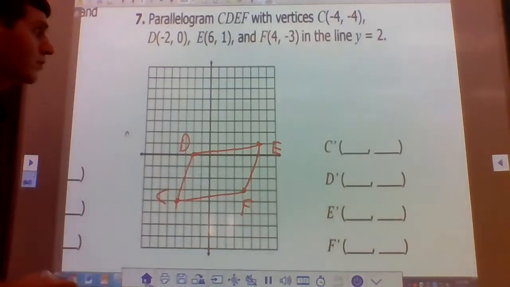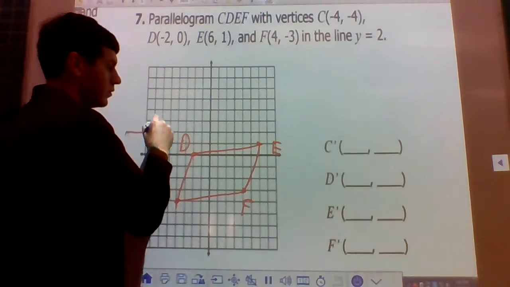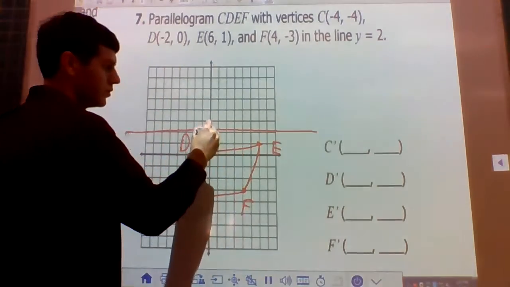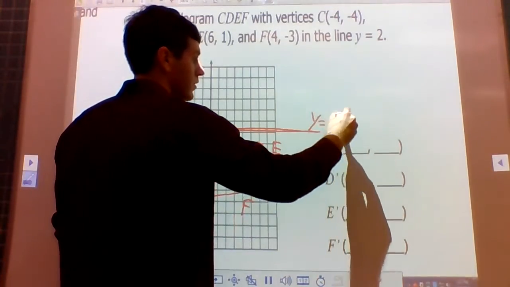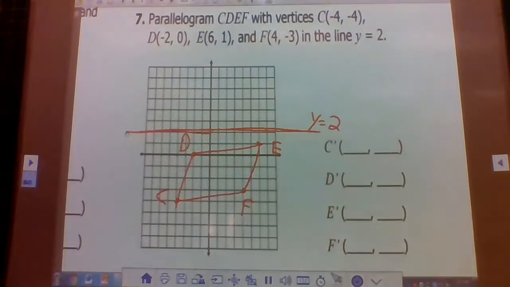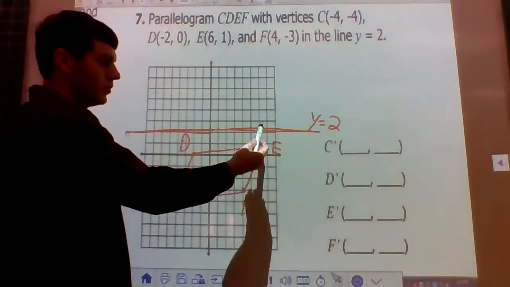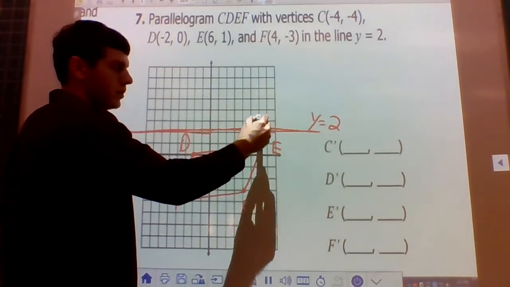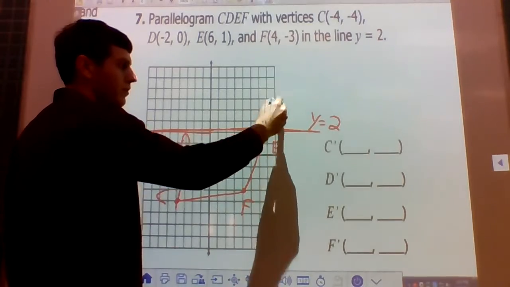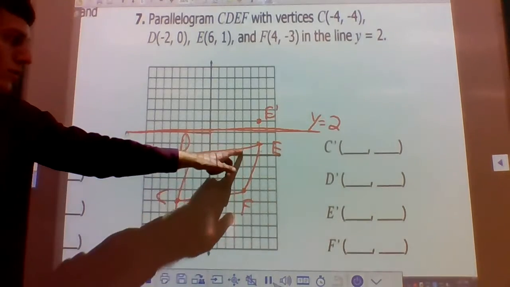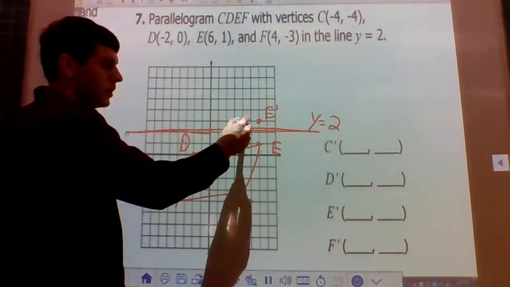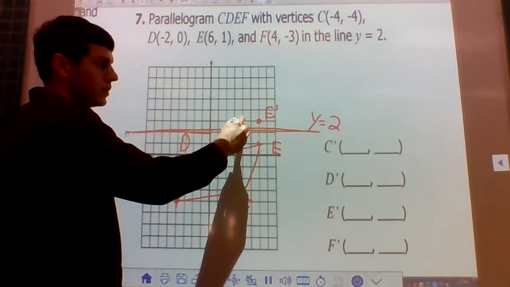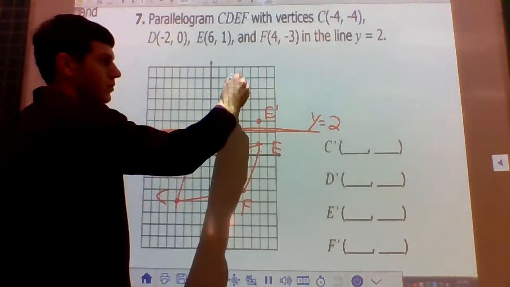Okay, we're going to reflect over the line y equals 2, which is a horizontal line at 2. If we look, E is 1 unit below that line, so E prime needs to be 1 unit above. So E prime is going to be here. F is 1, 2, 3, 4, 5 units below, so F prime is going to need to be 5 units above. So we go to the line of reflection and go up 5. 1, 2, 3, 4, 5.